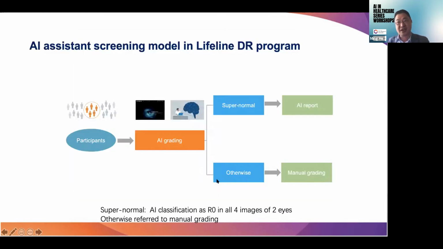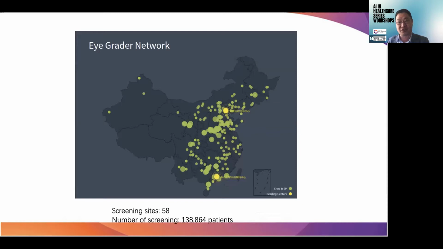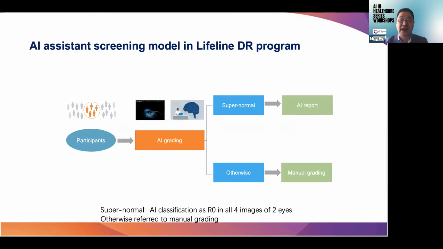But the challenge is they are really overwhelmed by the number of images coming to the reading center, because if you have only 10 people, they can't really handle so many images. Then we started to use AI as a triaging system. Because at that time the AI algorithm was not regulatory approved, we used AI to triage the images into super normal. There are 4 images per person; if they're all normal, we consider them super normal, and we send the AI report directly to the patient. Otherwise, if there's any quality issue, or it's not consistent with the super normal criteria, then we go to manual grading.